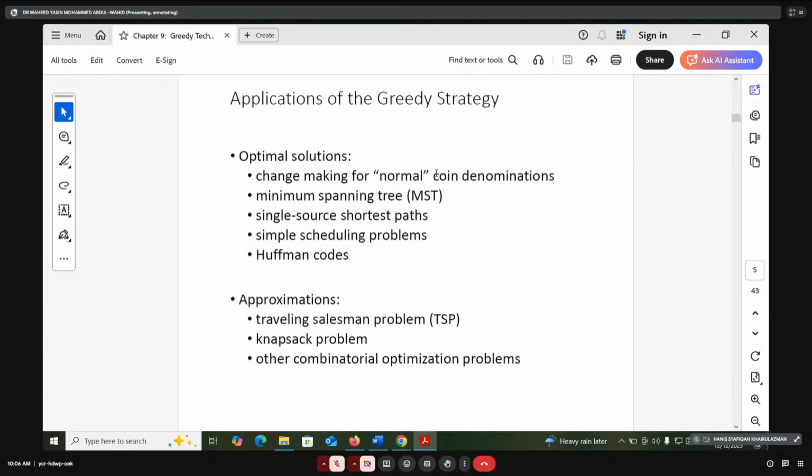So here we'll add this problem. Minimum spanning tree, single source shortest path, simple scheduling problems, Huffman codes. So here these are optimal solutions, and here approximations. Also approximations: traveling salesman problem, TSP, knapsack problem, other combinatorial optimization problems.